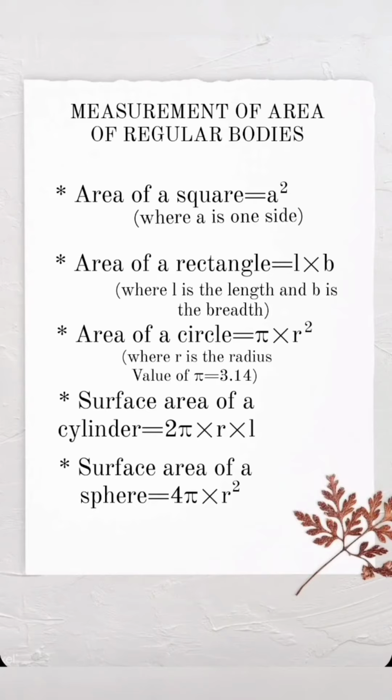Next, the surface area of a cylinder, that is 2 pi into R into L, where R is the radius and L is the length. And surface area of a sphere is 4 pi into R square. Please learn all these formulas so that you can do the numericals easily.